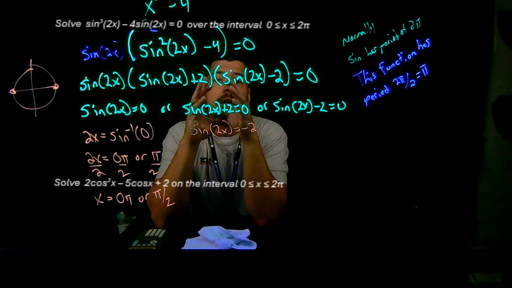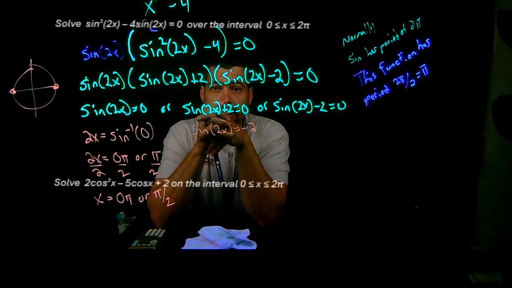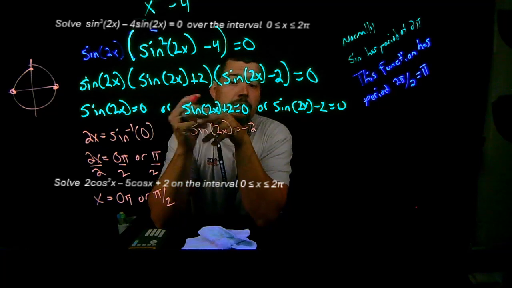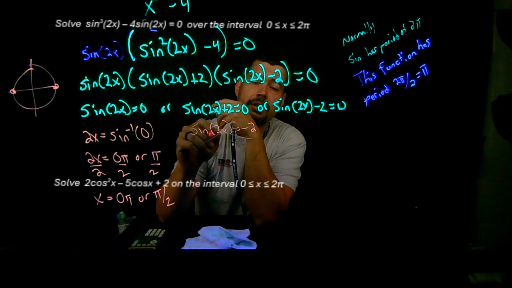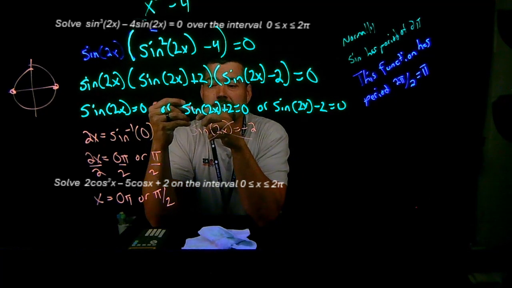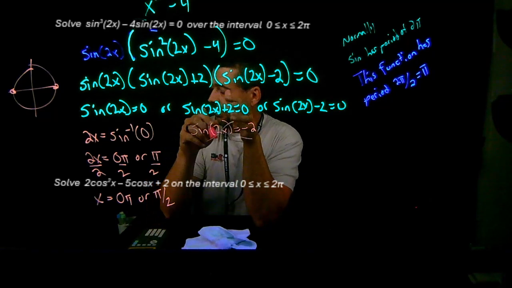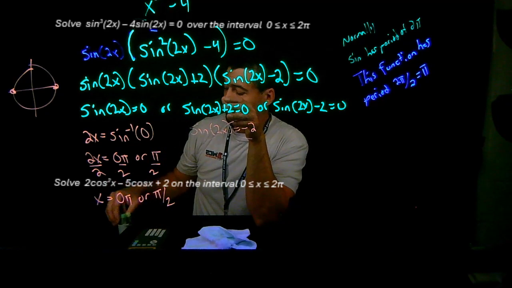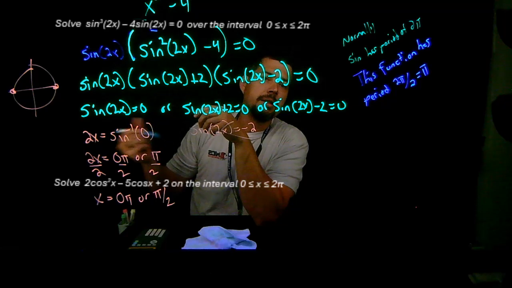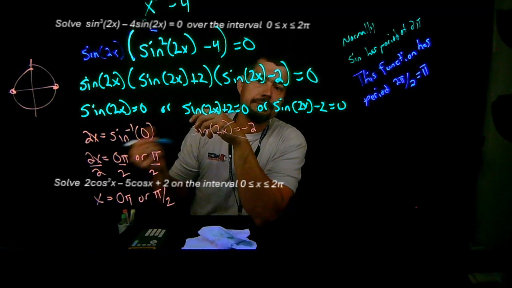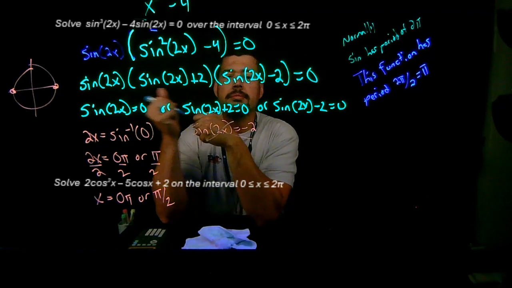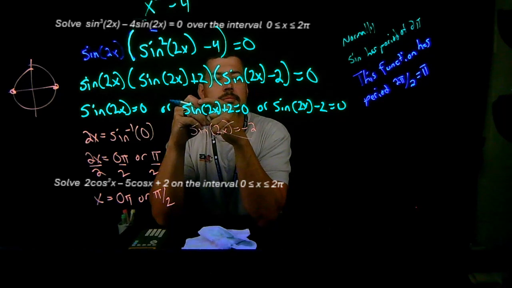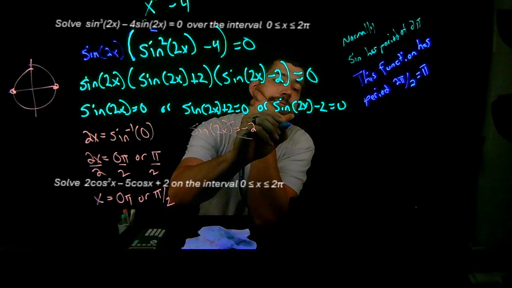Now, nowhere on the unit circle is sine negative 2. The lowest that the y value actually gets to is negative 1. This is nothing. It is junk, and that happens a lot. Kids don't like to recognize that, but it is pure junk. The next one's also junk.